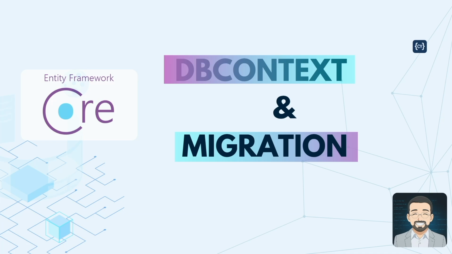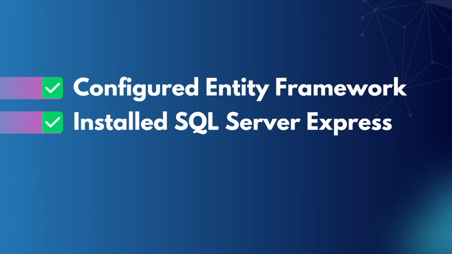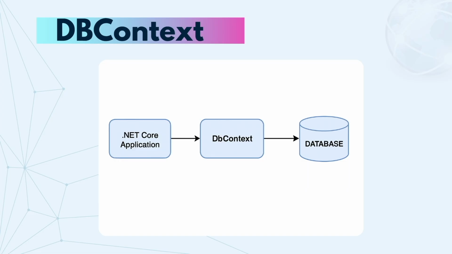In the last three lessons, we have covered everything we need before diving into Entity Framework Core. So far, we have configured Entity Framework Core in a .NET project, installed SQL Server Express, and prepared our development environment. Today, we are finally going to create and configure DbContext, which is one of the most important parts of Entity Framework Core. First, what is the DbContext?